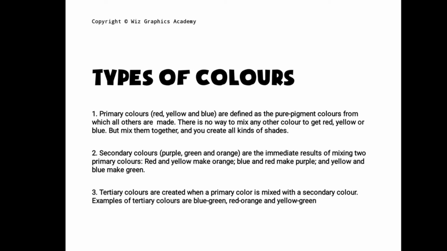Now, the second type of color is the secondary colors. The secondary colors are the purple, the green, and orange. These colors are gotten from the primary colors. For instance, when you mix red and yellow, you definitely get an orange color. When you mix the blue and the red, you get the purple, and when you mix the yellow and the blue color, you definitely get green.